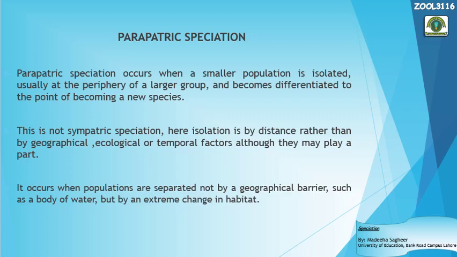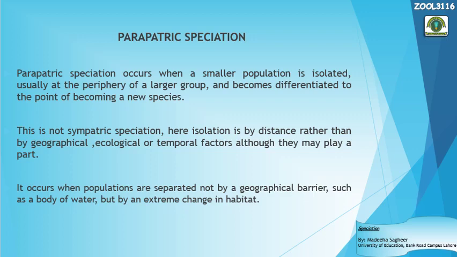Well, this is not sympatric speciation. Sym means at the same place. The species is present at the same geographical place, but they are dividing into two different species because of the different ecological factors they have been subjected to, different hosts, as in sympatric speciation, where we gave the example of the maggot flies. So here, in the case of parapatric speciation, isolation is by the distance rather than by geographical, ecological or temporal factors, although they may play a part.